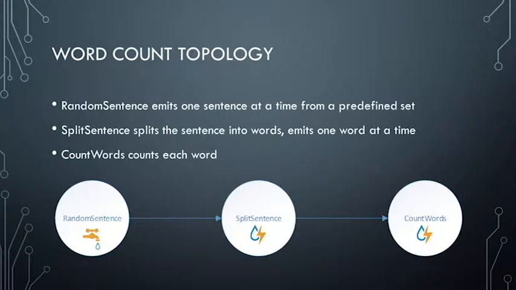So the word count topology is composed of three components. We have one spout, random sentence, which picks a sentence out of a list and emits it on its default stream. And then we have two bolts, split sentence and count words. Split sentence breaks each sentence up into individual words, and count words counts the number of times it sees each word. And so this is sort of in line with what Eugene was talking about, microservices, where each component is responsible for a very small amount of work.